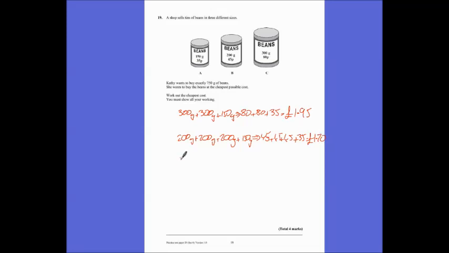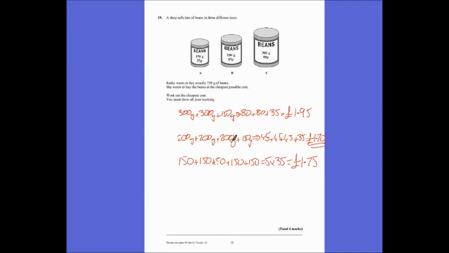Or we could just do 150 5 times, so 5 lots of 150 grams. So that will give us 5 lots of the 150, 35p each. 5 lots of 35p is £1.75. So you can see that the cheapest way is to get £1.70 for 300 grams tins and 150 gram tin.